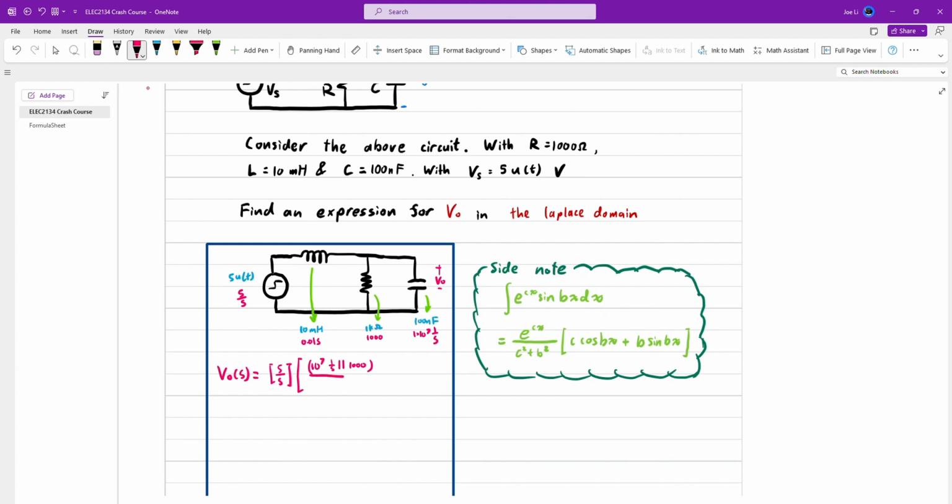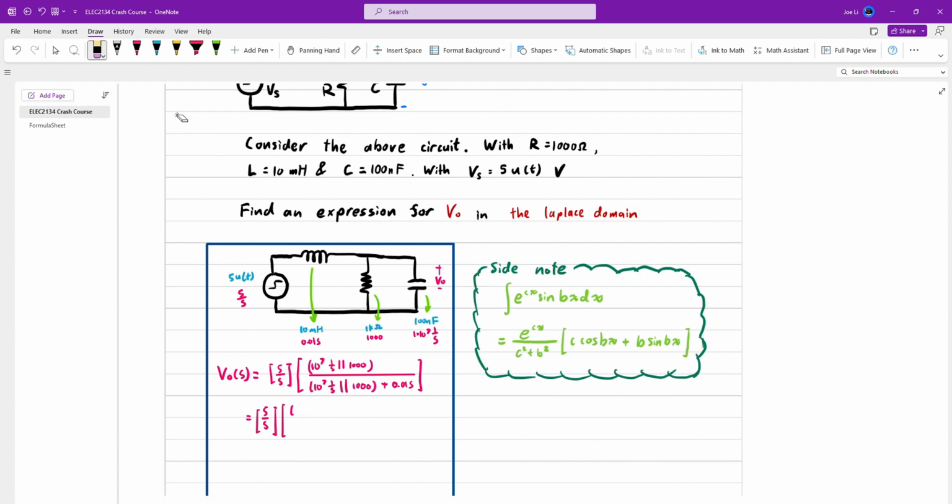And then divided. This is a voltage division. 10 to the 7 times 1 on S in parallel with 1000. And then add that with the inductance 0.01 S. Okay. Now hot tip, you do this a lot. So 5 on S here. And then we can have inverse 10 to the 7 times 1 on S.